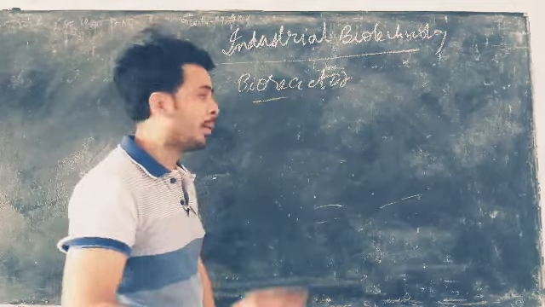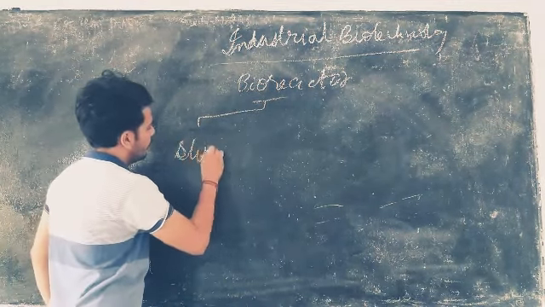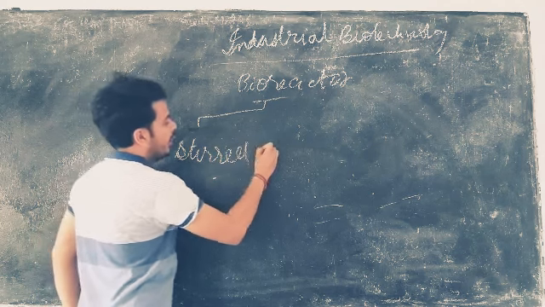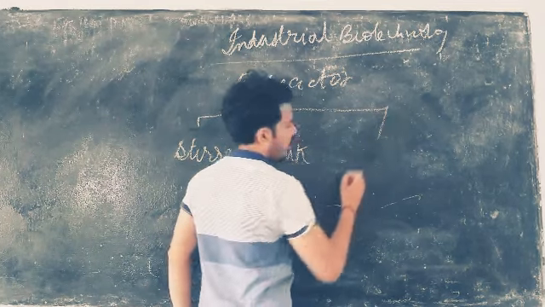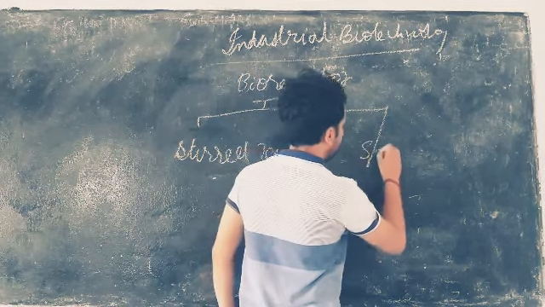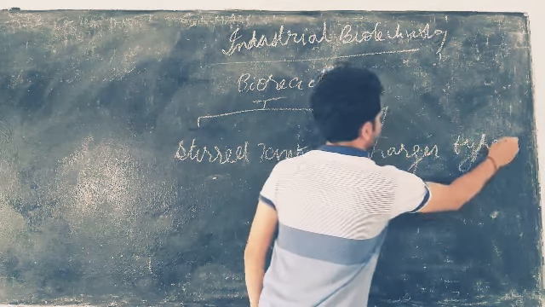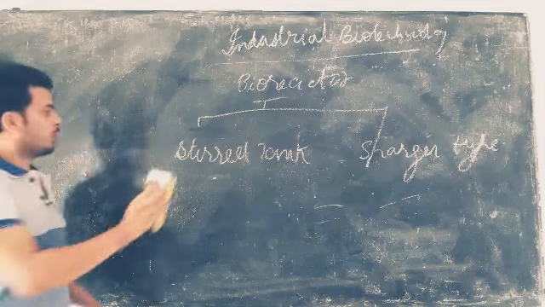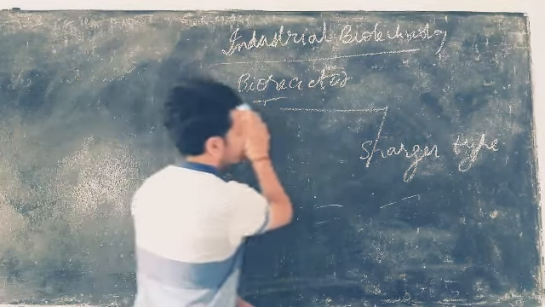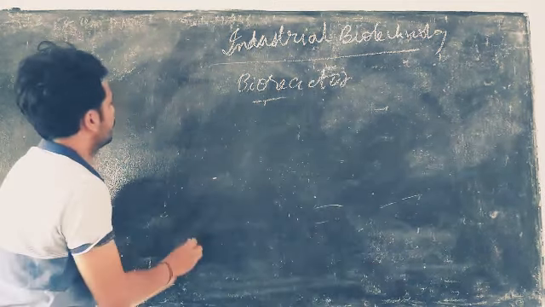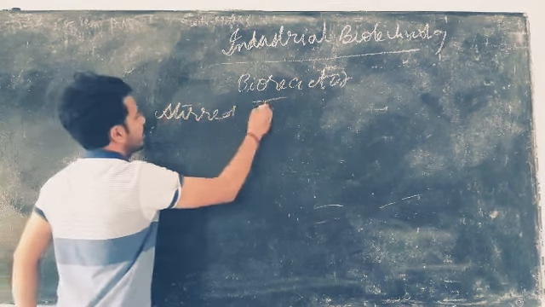Talking specifically about bioreactors, they are classified into a straight tank type or a sparger type. First, we'll discuss the straight tank bioreactor.